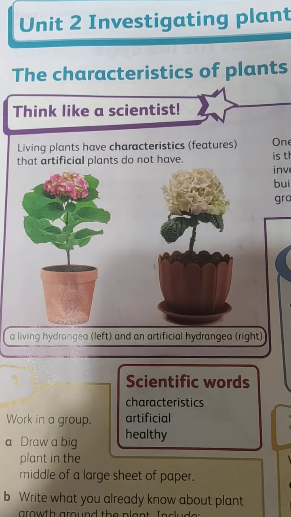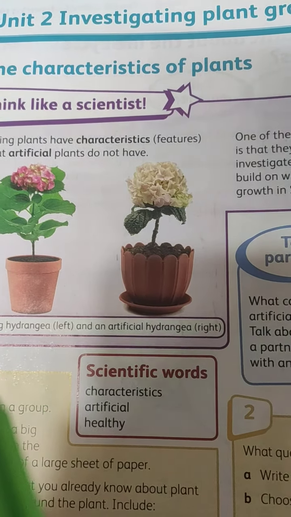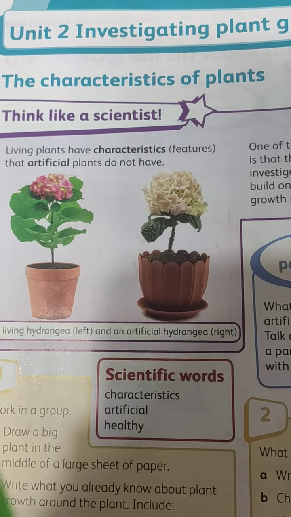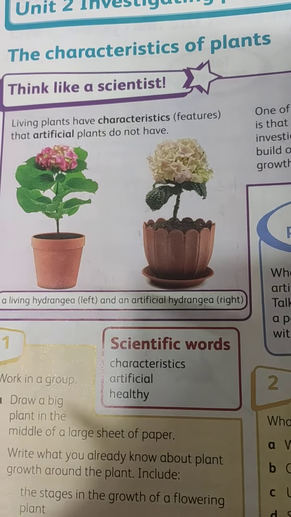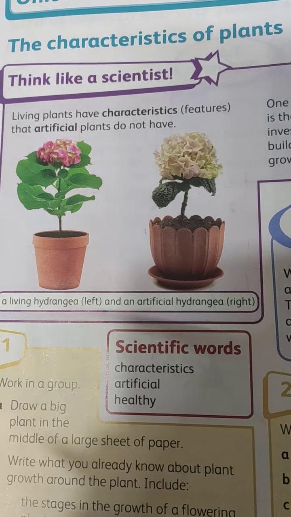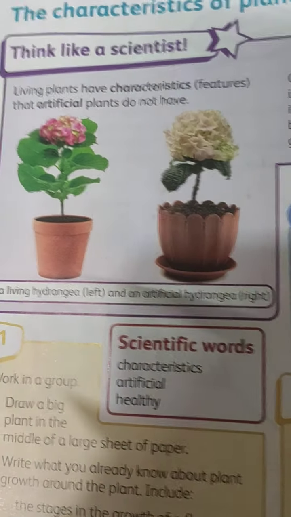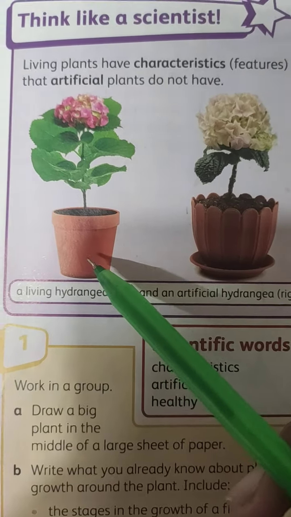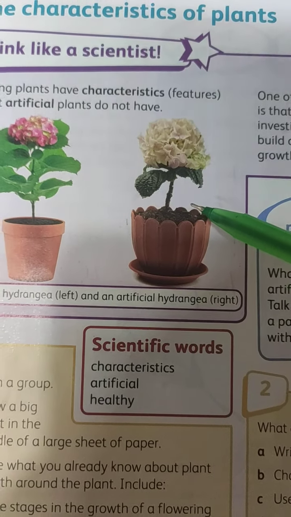So, we started Unit 2, investigating plant growth, in which we have to study how plants grow. The way your height is increasing year by year, or we can say month by month. Do you think plants can grow in that way? So, yes, how? We know around us there are mainly two kinds of plants, right? First is natural and second is artificial.